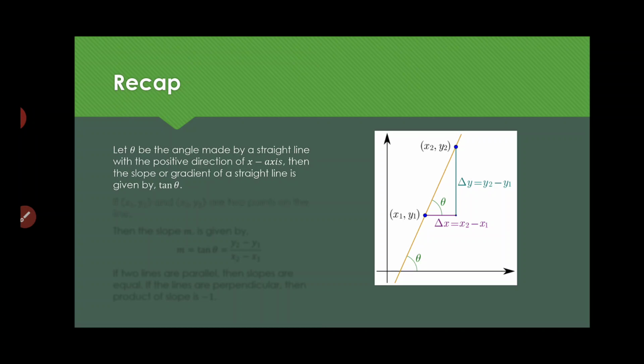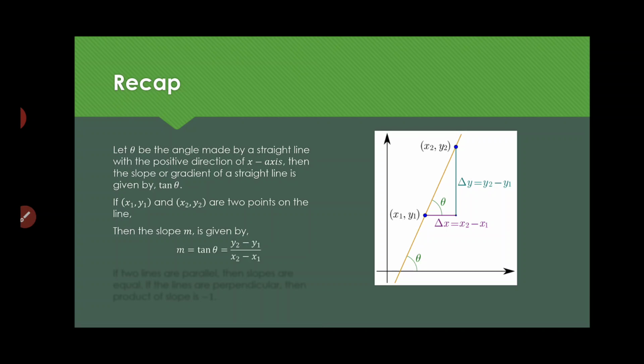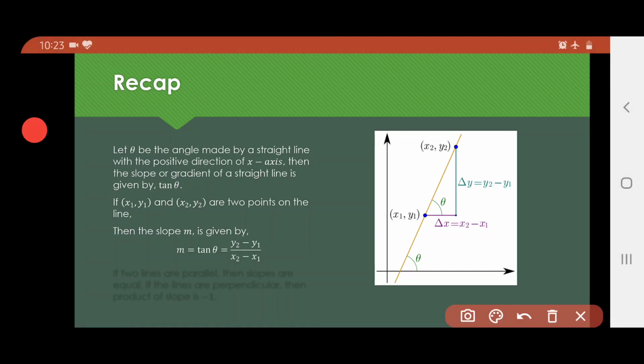Then the slope is given by y2 minus y1 by x2 minus x1, and we are already given how it comes. So if you see here, if we draw this triangle, then by corresponding angle, if this angle is theta, this angle is also theta, and this much is x2 minus x1, this much is y2 minus y1, and we know tan theta is basically perpendicular by base. So from there we have y2 minus y1 by x2 minus x1.